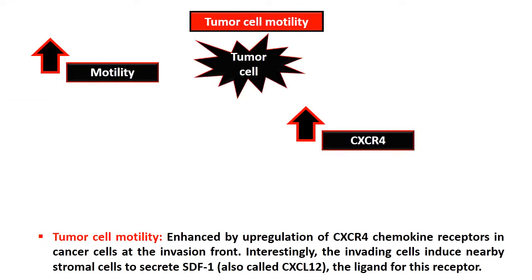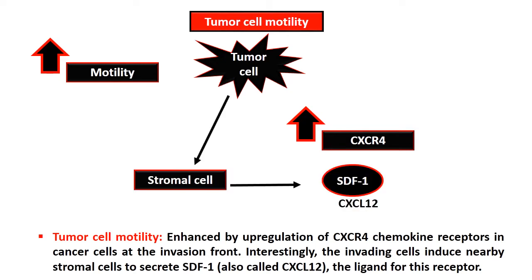The tumor cell motility is increased by increased expression of chemokine receptor type 4, and this tumor cell also affects the stromal cell, and from the stromal cell there is another ligand for this receptor, that is SDF1 or chemokine ligand type 12, secreted from the stromal cell that binds with this chemokine receptor 4. Hence the tumor cells have got the ability to invade.